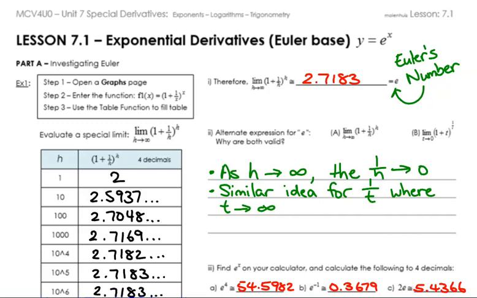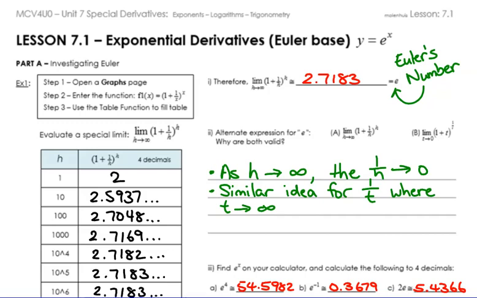This is Unit 7, and we're going to be going into special derivatives. So derivatives of exponential functions, like 2 to the power of x, 3 to the power of x, 100 to the power of x, and so on. Derivatives of logarithms, and then also derivatives of trig.